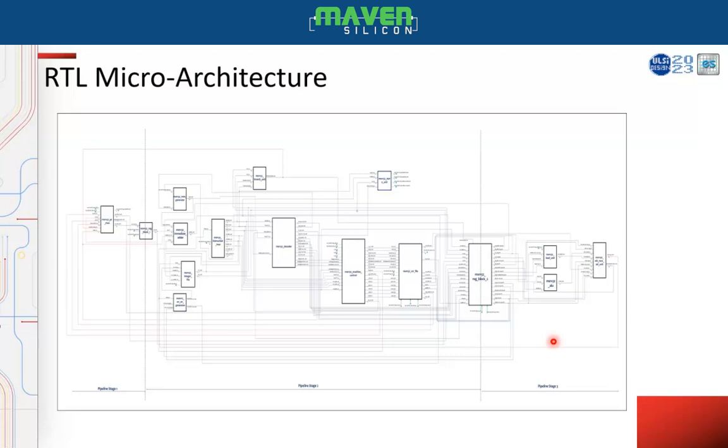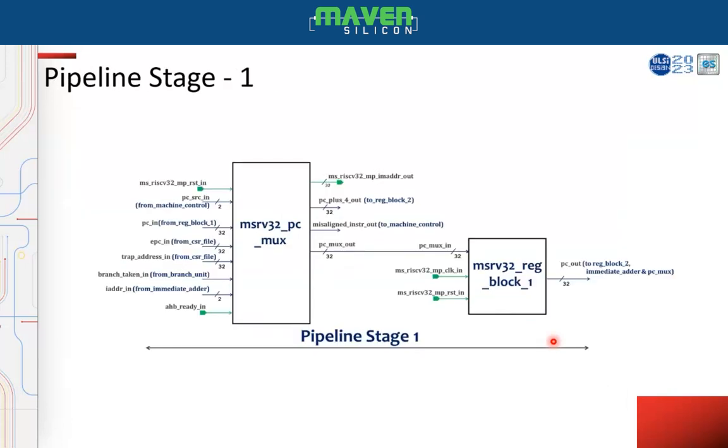Alright, now let me walk you through various stages in detail. So if you look at pipeline stage 1, as I have explained earlier, it is responsible for generating the program counter value and generating instruction address output, so that from this specific instruction address output, the processor is going to fetch the next instruction. So this is about pipeline stage 1.